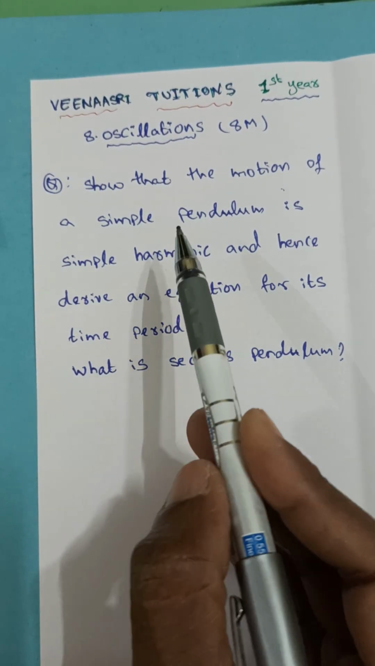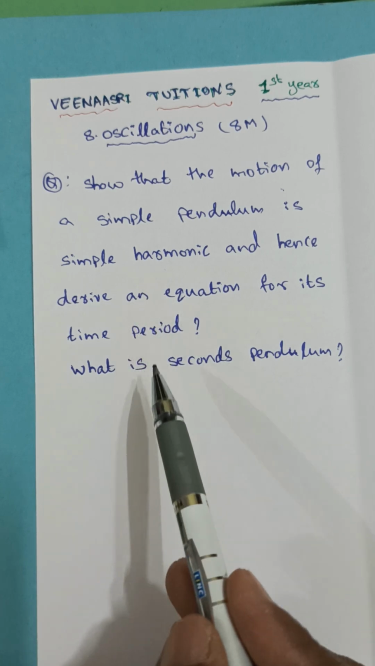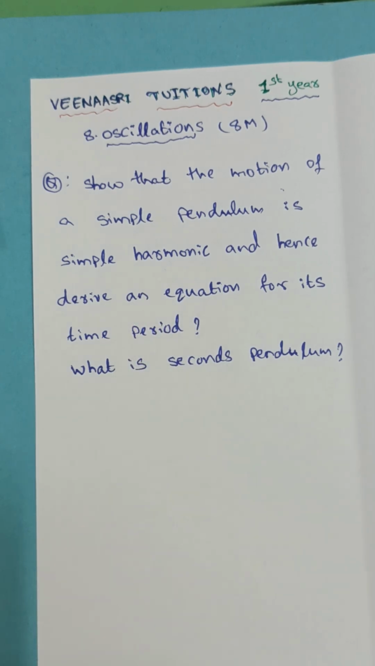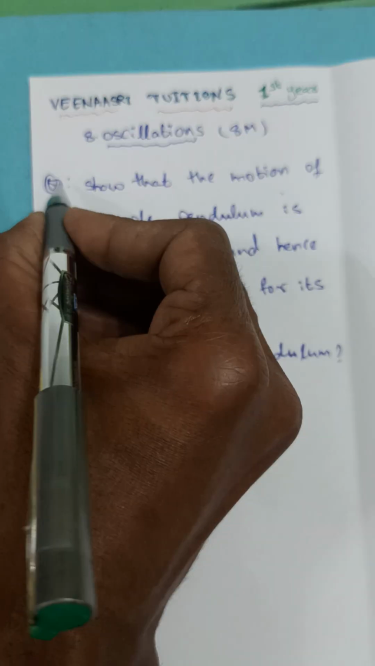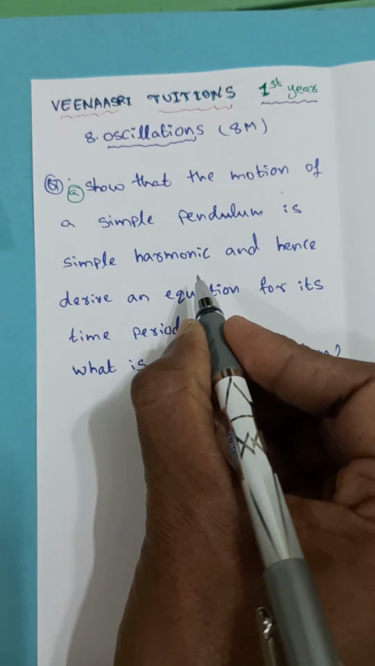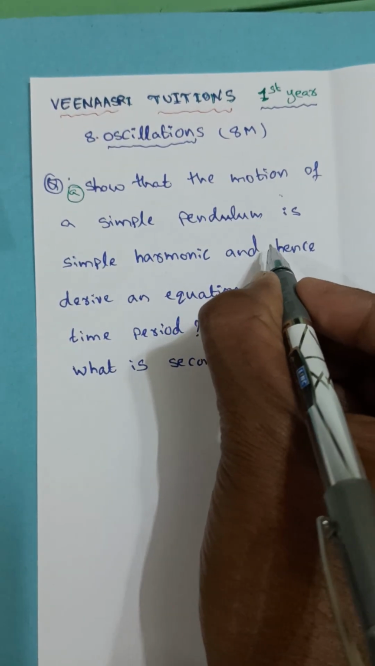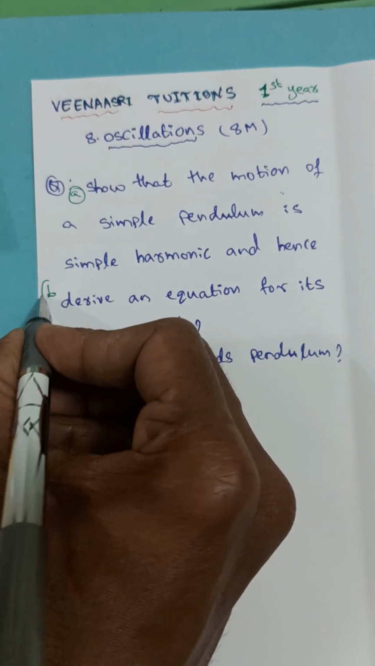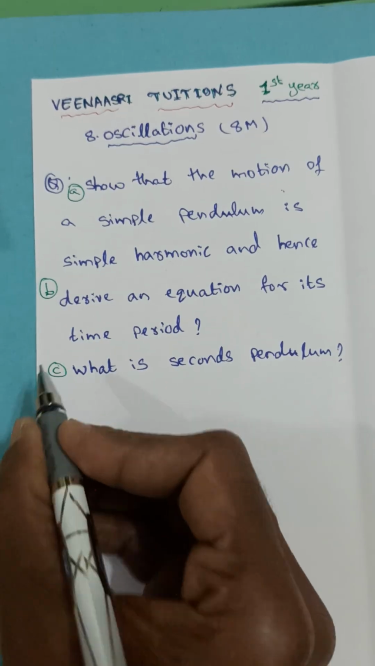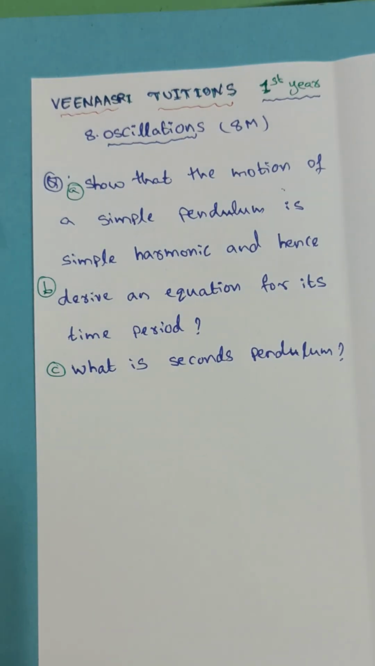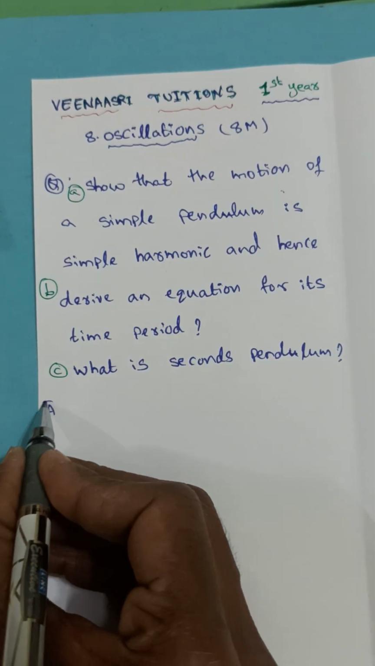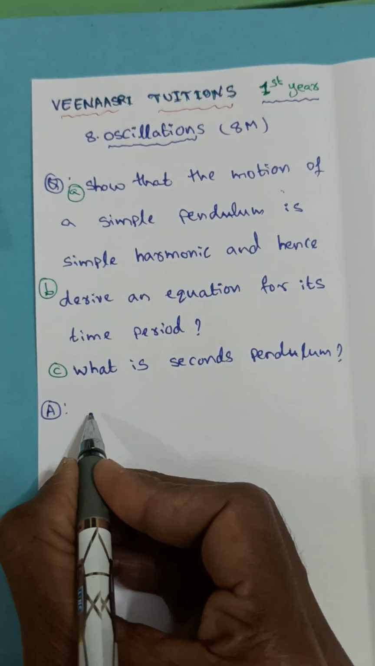So how many questions are there in this? A, B, C. Three questions are there. So it is A, it is B, so it is C question. Answer A.